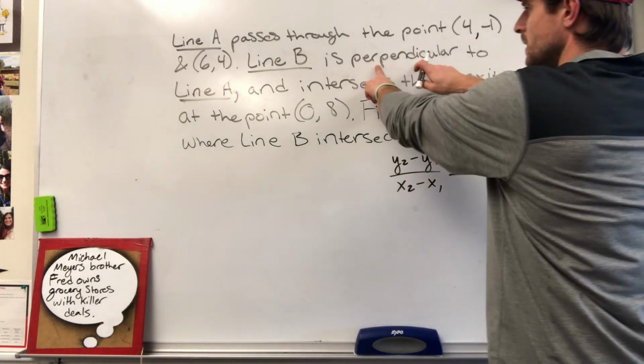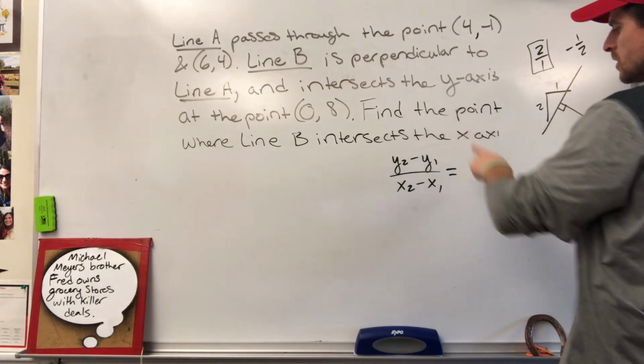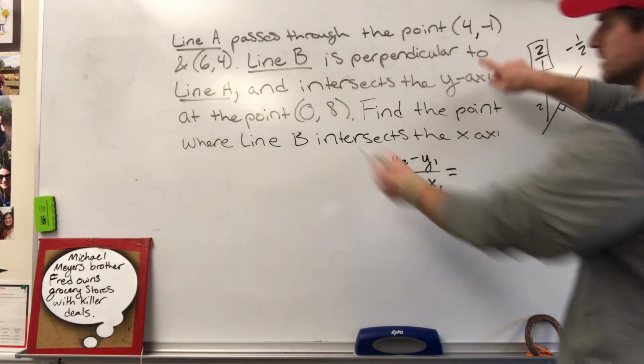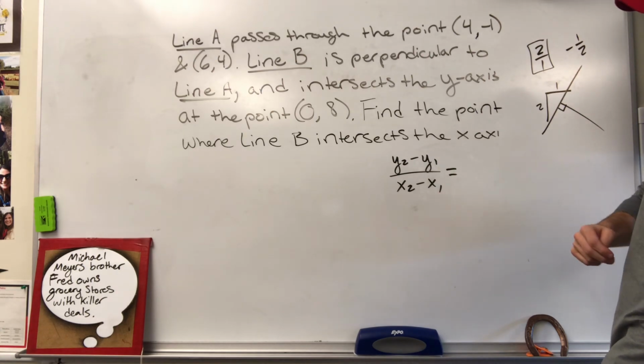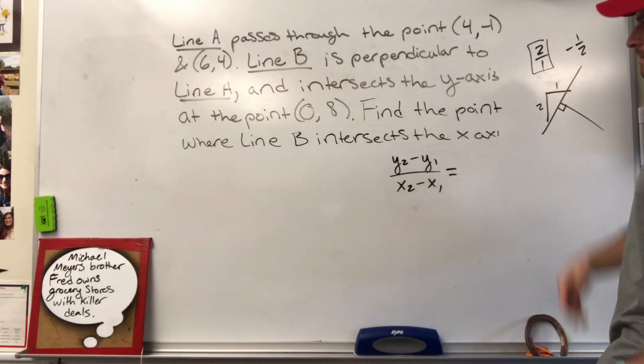Okay, so we know what we're going to be looking for. Line B has to be perpendicular. So we'll just take whatever answer we get from these 2 points. We'll have to flip it and turn it into a negative if it was a positive, or vice versa.